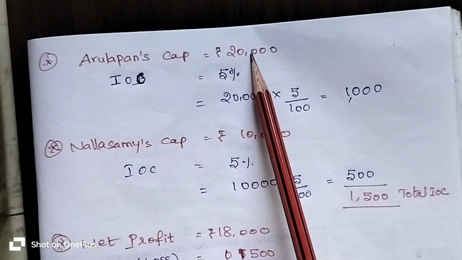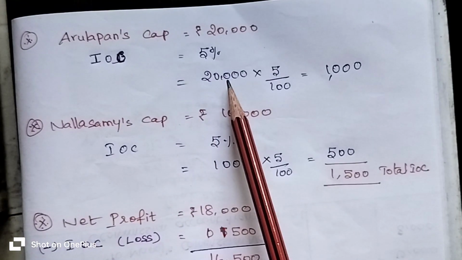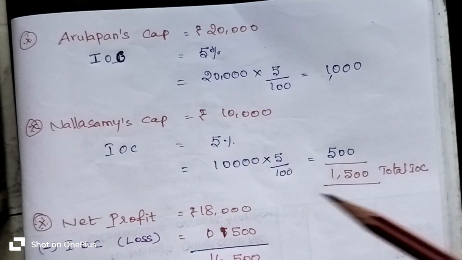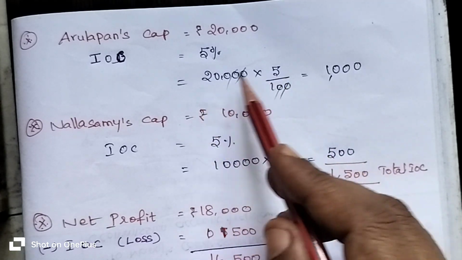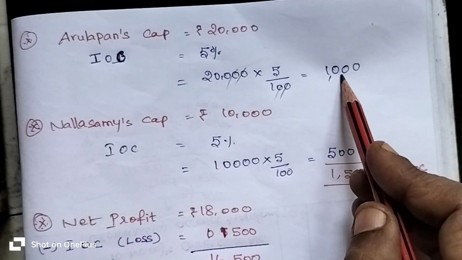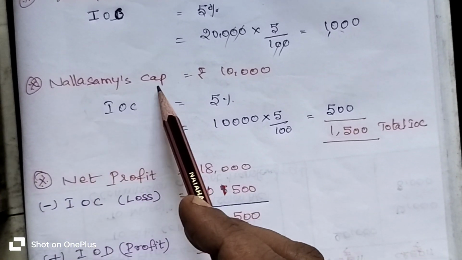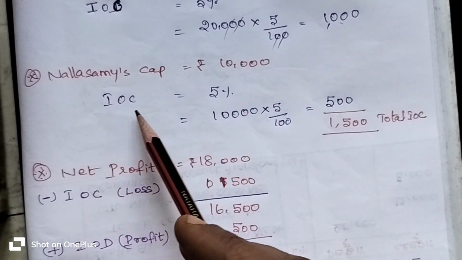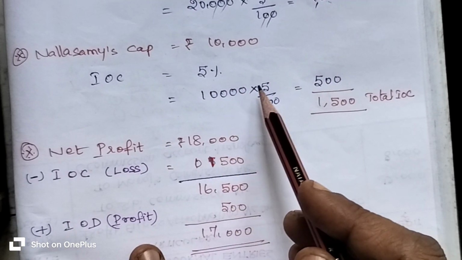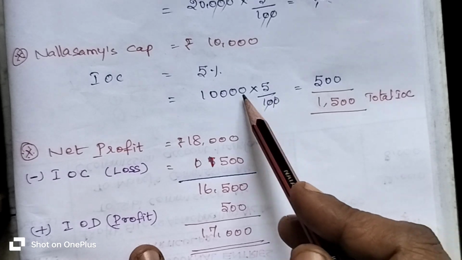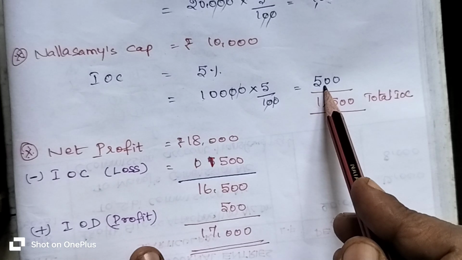Arulappan's capital is 20,000, and interest on capital is given in the question as 5%. So 5% of 20,000 is: 20 is cancelled with this 20, remaining 200 into 5, 5 twos are 10, and this 20 is to be added here. So Arulappan's interest on capital is 1,000 rupees. Nallaswamy's capital is 10,000, and interest on capital is 5% as provided in the question. So 5% of 10,000: 20 is cancelled with this 20, 100 into 5, 500 rupees.